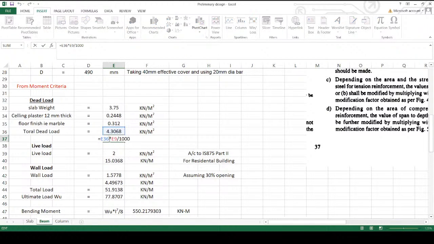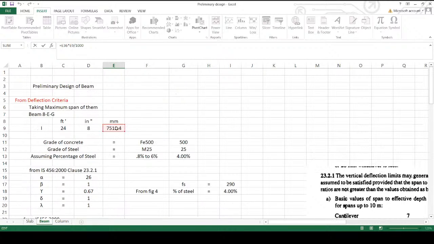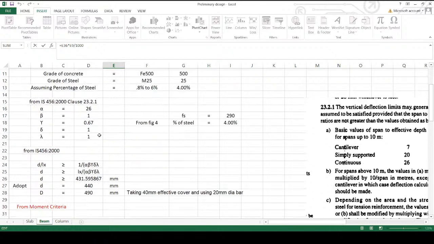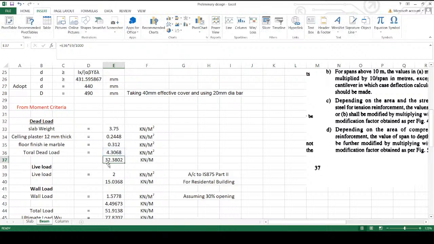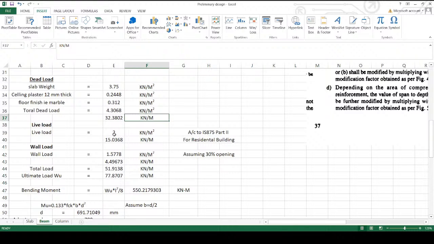So multiply with length. Then you get the total load gamma into length, in kilonewton per meter. And the live load is 2 kilonewton from IS code 875 for the residential building.